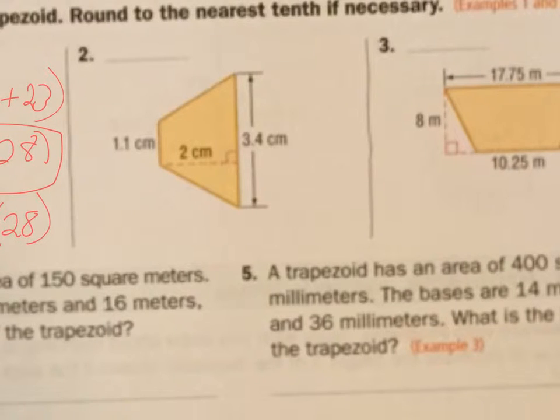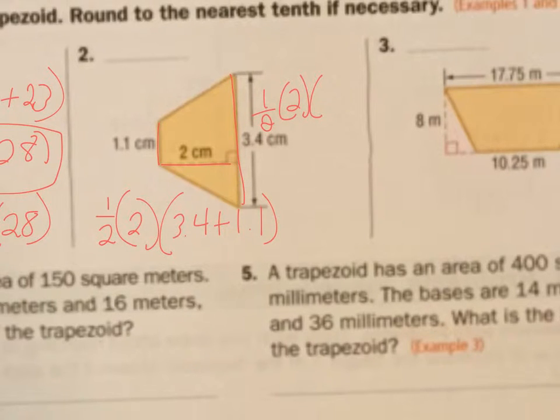Okay, another trapezoid. We know the formula. 1/2 times my height. Here's my height, which is 2. And then I have my bases. The parallel lines are my bases. 3.4 plus 1.1, so that's 1/2 times 2. Add those together, it's 4.5. Now, if I do 1/2 times 2, that's 1. And 1 times 4.5 is, of course, 4.5. We're dealing with centimeters, and it's squared.